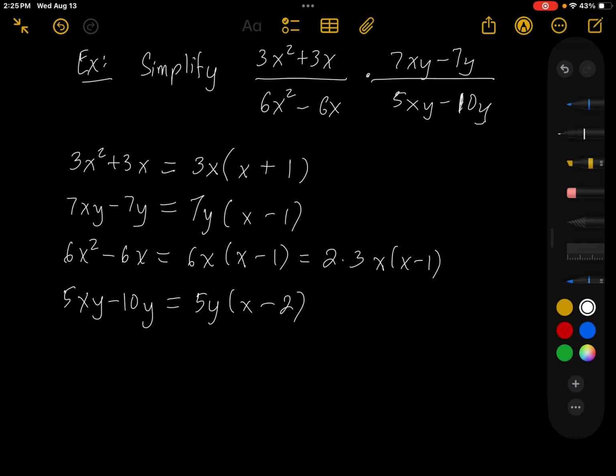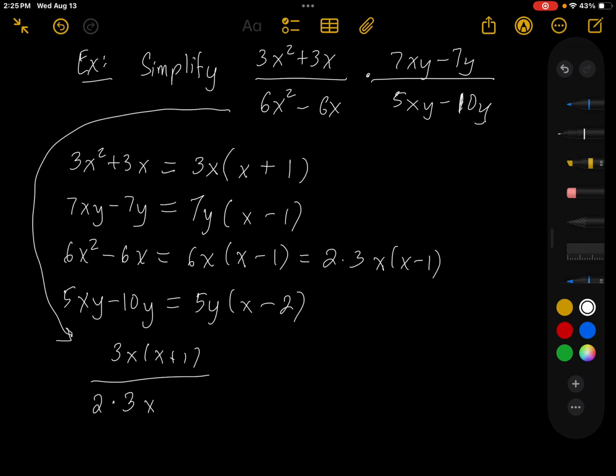So now let's put all that together and rewrite the original expression using the factored forms. I'm going to get 3x times x plus 1 all over 2 times 3 times x minus 1, and then times 7y times x minus 1, and then all over 5y times x minus 2.